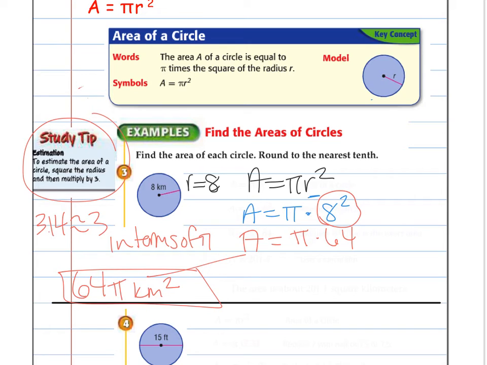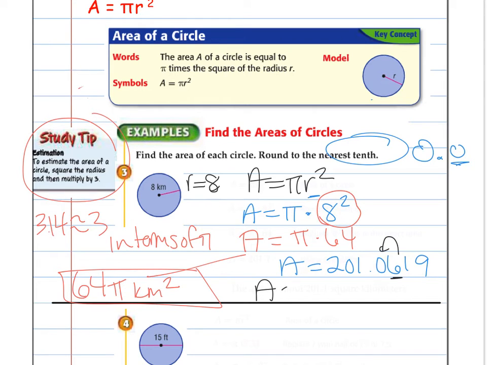Not doing it that way though, we would still do 64 times pi and get 201.0619. And again, if we're asked to round to the tenths, which is one place behind the decimal, we would look to the hundredths, and if it's 5 or more, round up. So we get that the area is approximately 201.1 square kilometers. Okay, and again, we're getting square units when we multiplied radius times radius.